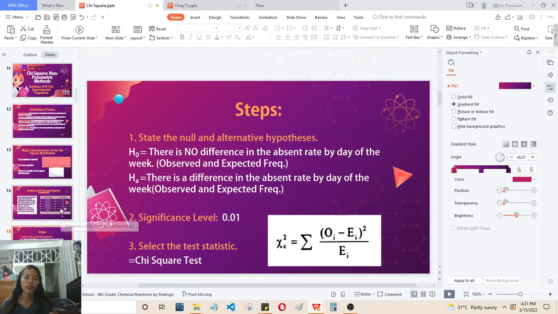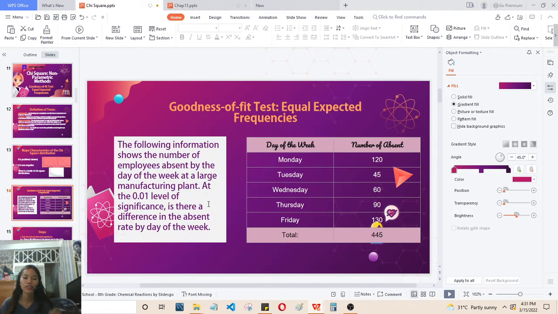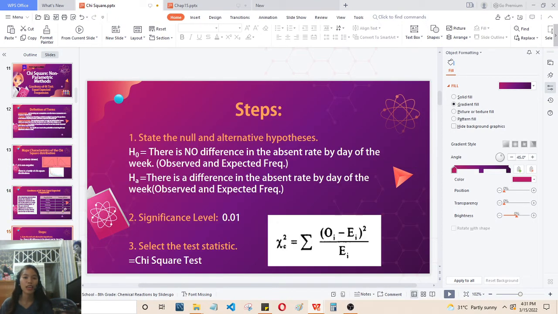It is already given here that our significance level is 0.01. If in case it is not given, it is recommended to not go beyond 0.05. Step 3. Select the test statistic. In this problem, we will be using the chi-square test. The formula is chi-square equals the summation of the quantity of the observed minus the expected value squared, or frequency, divided by the expected frequency.